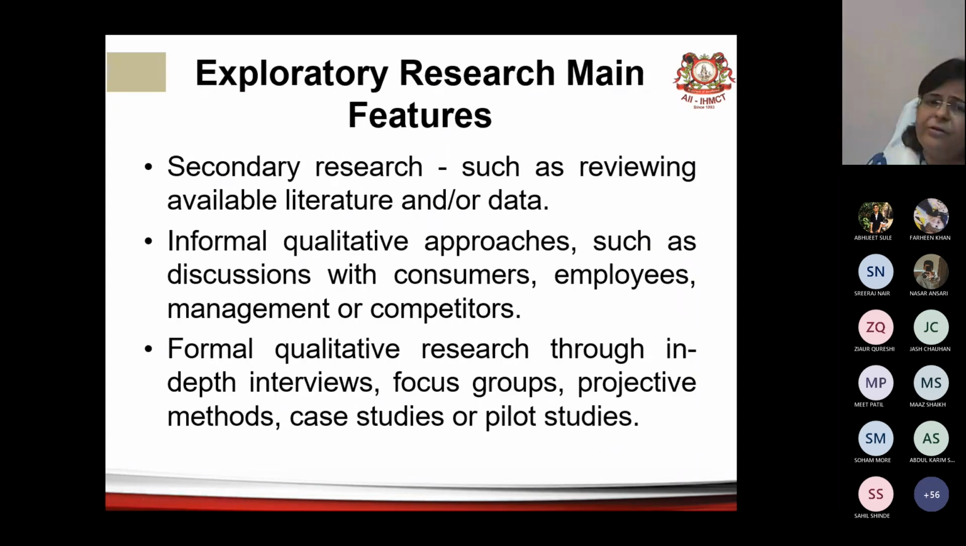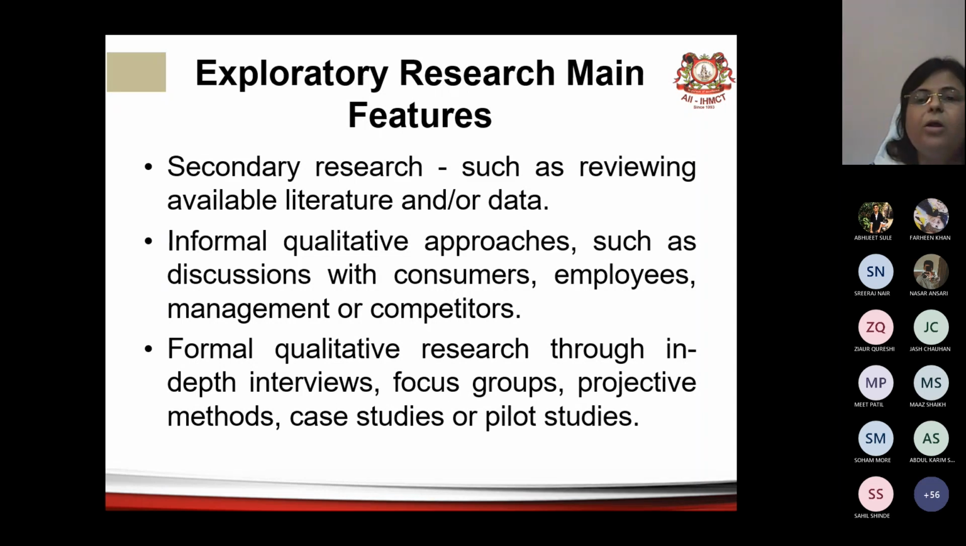Main features of exploratory research: secondary research, such as reviewing available literature or data, so that's limited. Informal qualitative approaches, such as discussion with consumers, employees, management, or competitors. As I told you, these are more unstructured, face-to-face interviews or data collection. This cannot be structured interviews, otherwise it won't be exploratory.